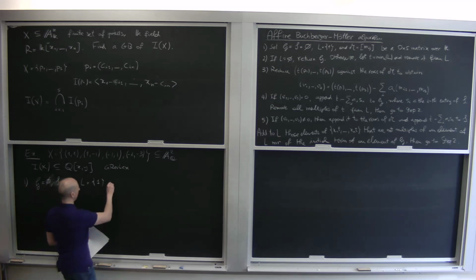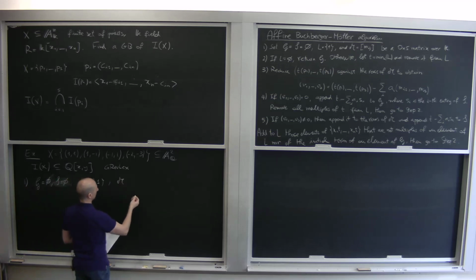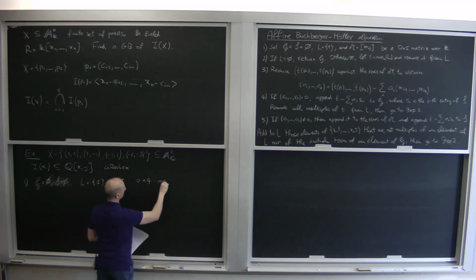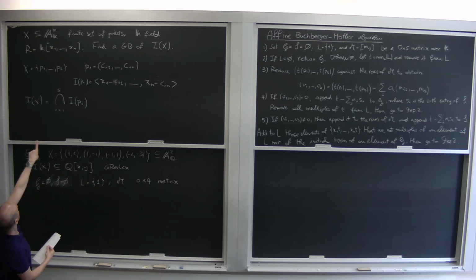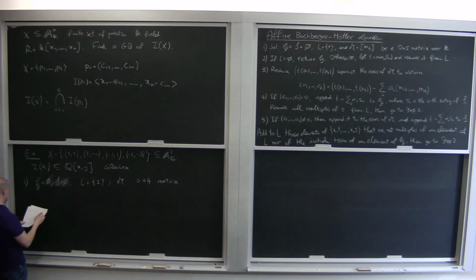And then there's this M, which is right now, so we have 4 points, so there's going to be 4 columns, but we don't have any rows yet. So this is going to be a 0 by 4 matrix for now. We're going to append rows to this matrix. That's a 0 by S matrix, with S the number of points. Yes, I'm using the notation from here, P1 through PS.